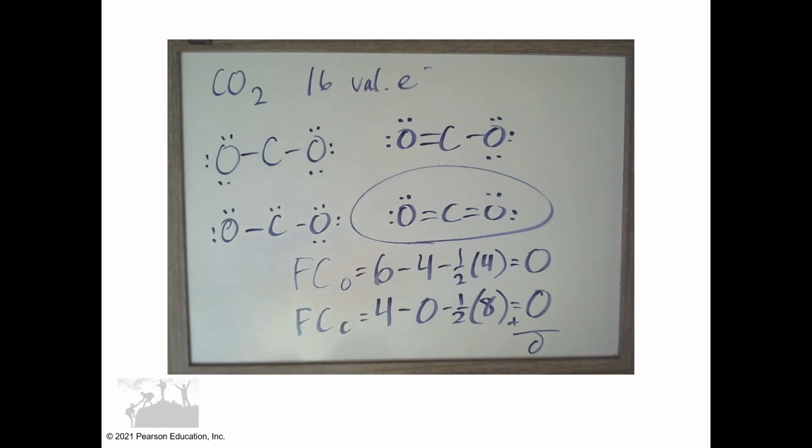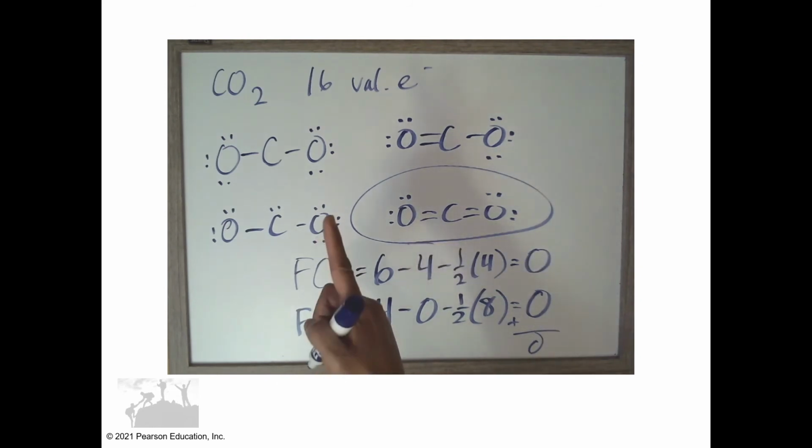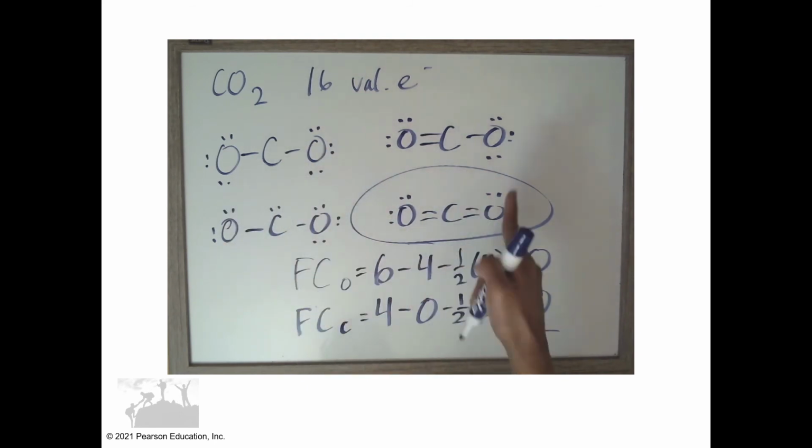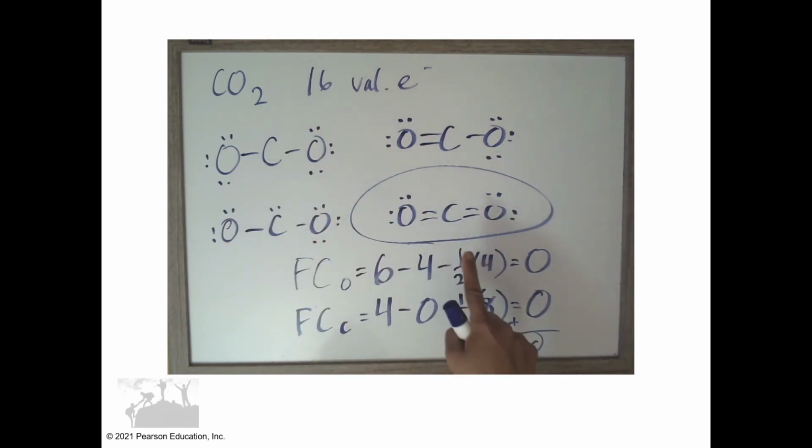So make sure that you go through this entire process from beginning to end. You should start off with counting the number of valence electrons. Then you're going to try out different structures. Once you have the best one, figure out your formal charges. Make sure that your final sum of the formal charge is equal to the charge of the molecule.